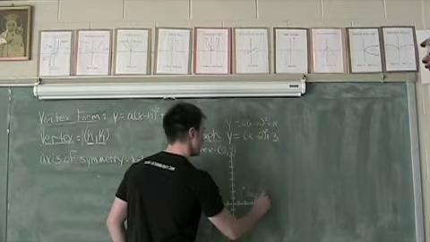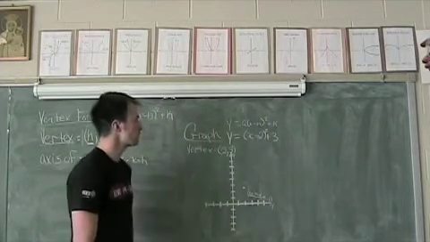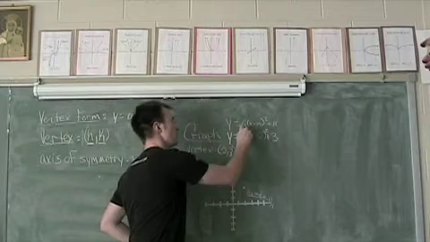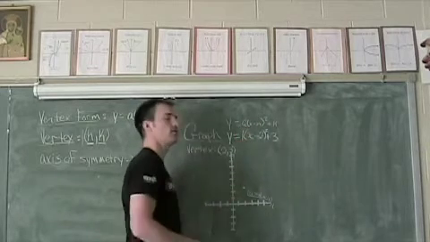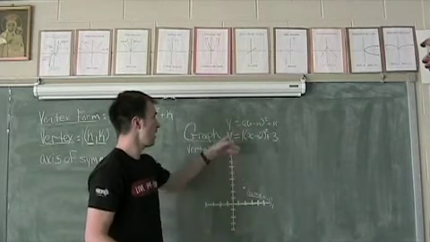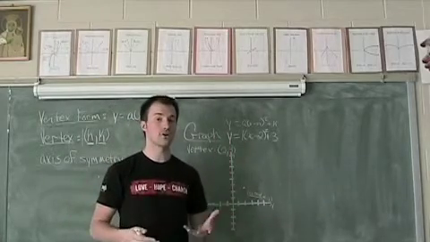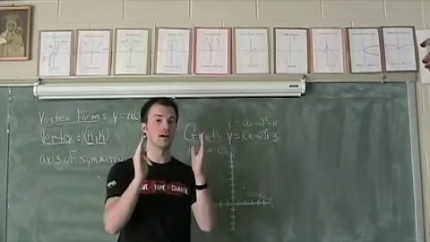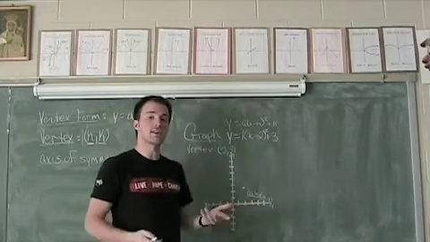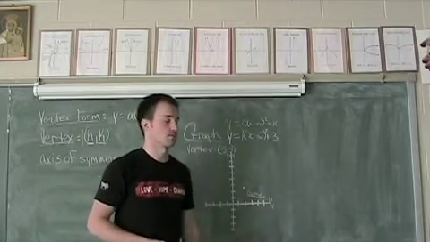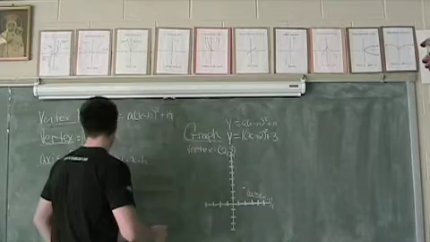At (2, 3). Okay. Now our a value here, if you don't see it, again, it's a positive 1. If the a value is a positive 1, that means that we're opening up, and we're going to be the same width as the y equals x squared types of graphs. Okay?